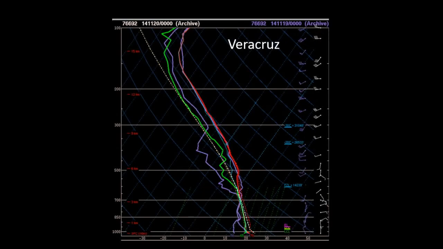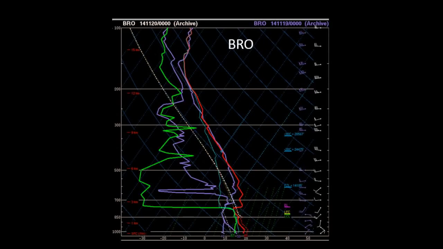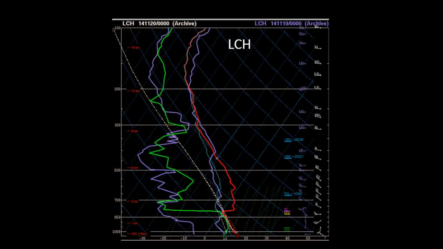Veracruz has already shown signs of moistening, and this is a response to the long fetch of post-frontal air across the entire Gulf of Mexico from northeast to southwest. Very moist, but again, it's not an unstable profile, it's just moistened. Brownsville, quite a bit of moistening has occurred. You see in the green, that's a fairly deep moist layer. But again, notice compared to the mid-levels, there's no buoyancy in this profile. It's moistened, but it's a deep moist layer, but it's not sufficiently moist.